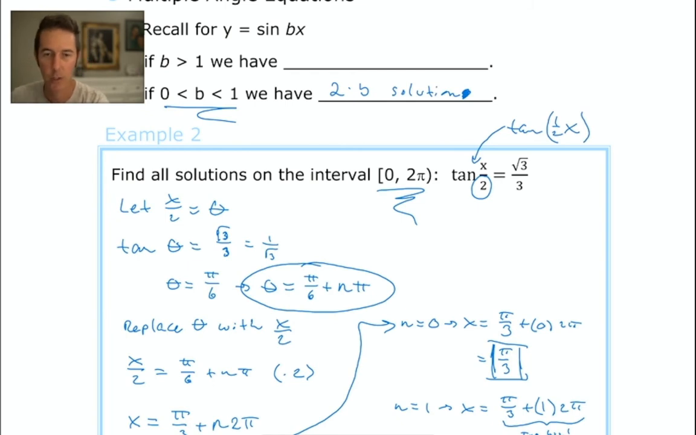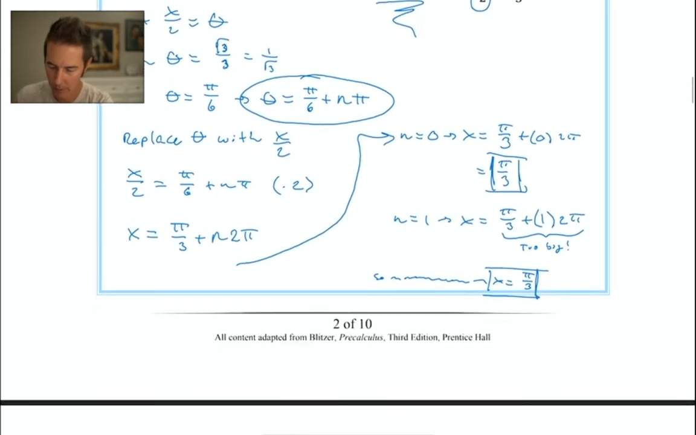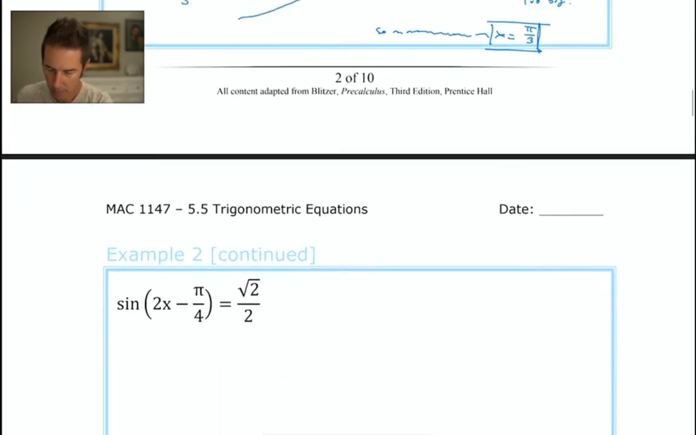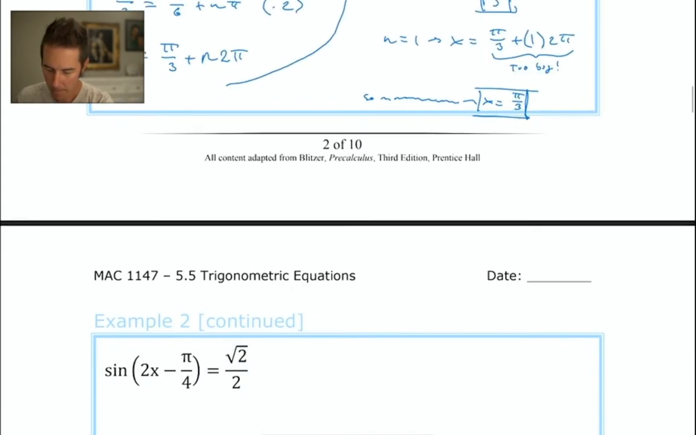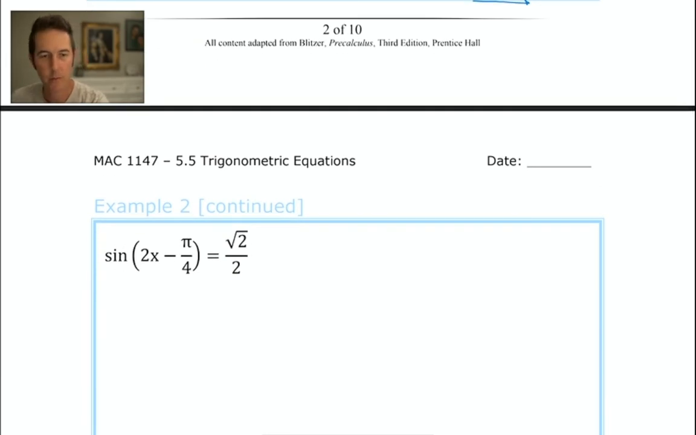2 times b solution. If our b value is greater than 1, I wonder if we also end up with 2 times b solutions. Let's see, if my b value was greater than 1, using that format, I think we should probably do a problem like that and see what happens. Let's find another example. Now this one said the tangent of x over 2, which was the same thing as a coefficient or a b value of 1/2. In this problem, we've got a b value of 2.